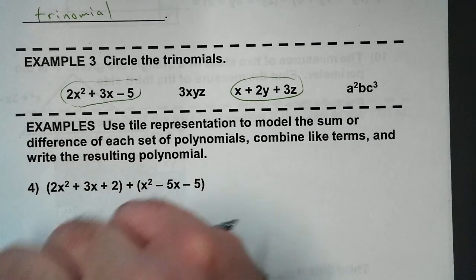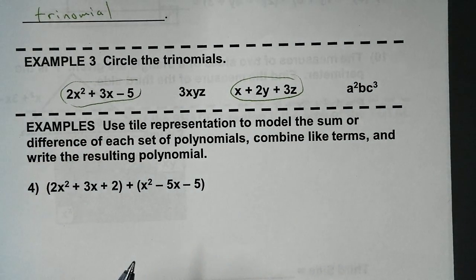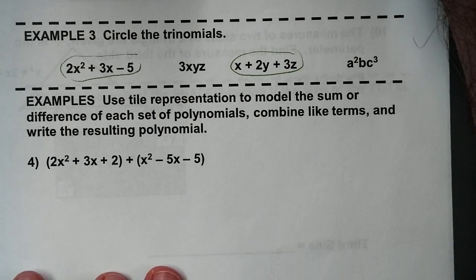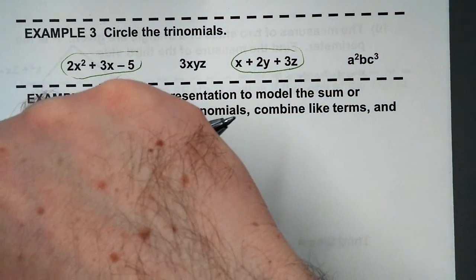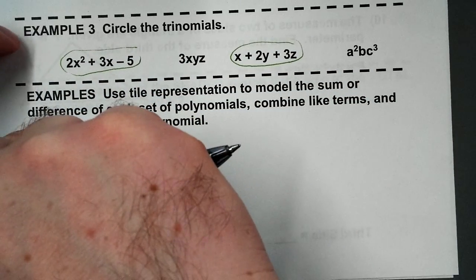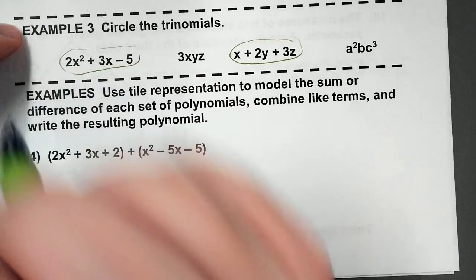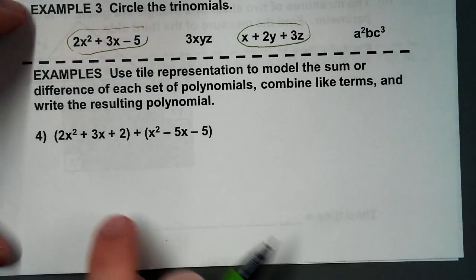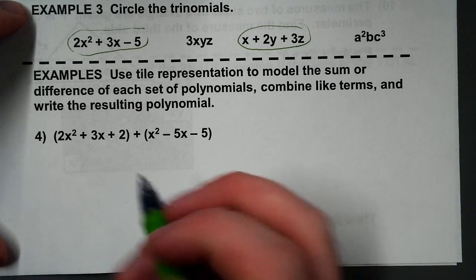Now, down here it says use the tile representation to model the sum or difference of each set of polynomials. Combine like terms and write the resulting polynomial. They like to show this in the STAAR test by using the tiles. So what we're going to do is we're going to draw this in using the correct coefficients with the picture.